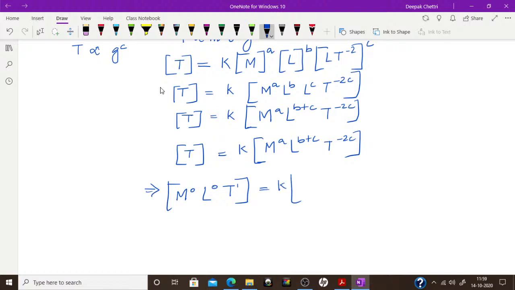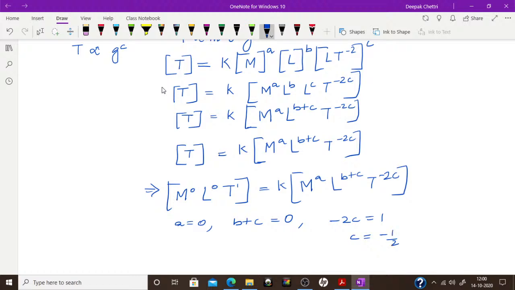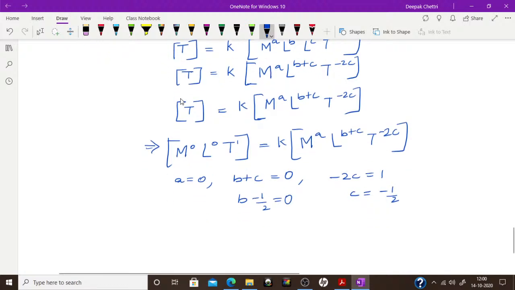So k, so m^a l^(b+c) t^(-2c). Now compare these two. You can see a is 0, b plus c is also 0, and the last one, minus 2c, is 1. So from here I can see c is minus half. And from here I can also put b minus half equal to 0, so b will also be half. So we have found the values of a, b and c.